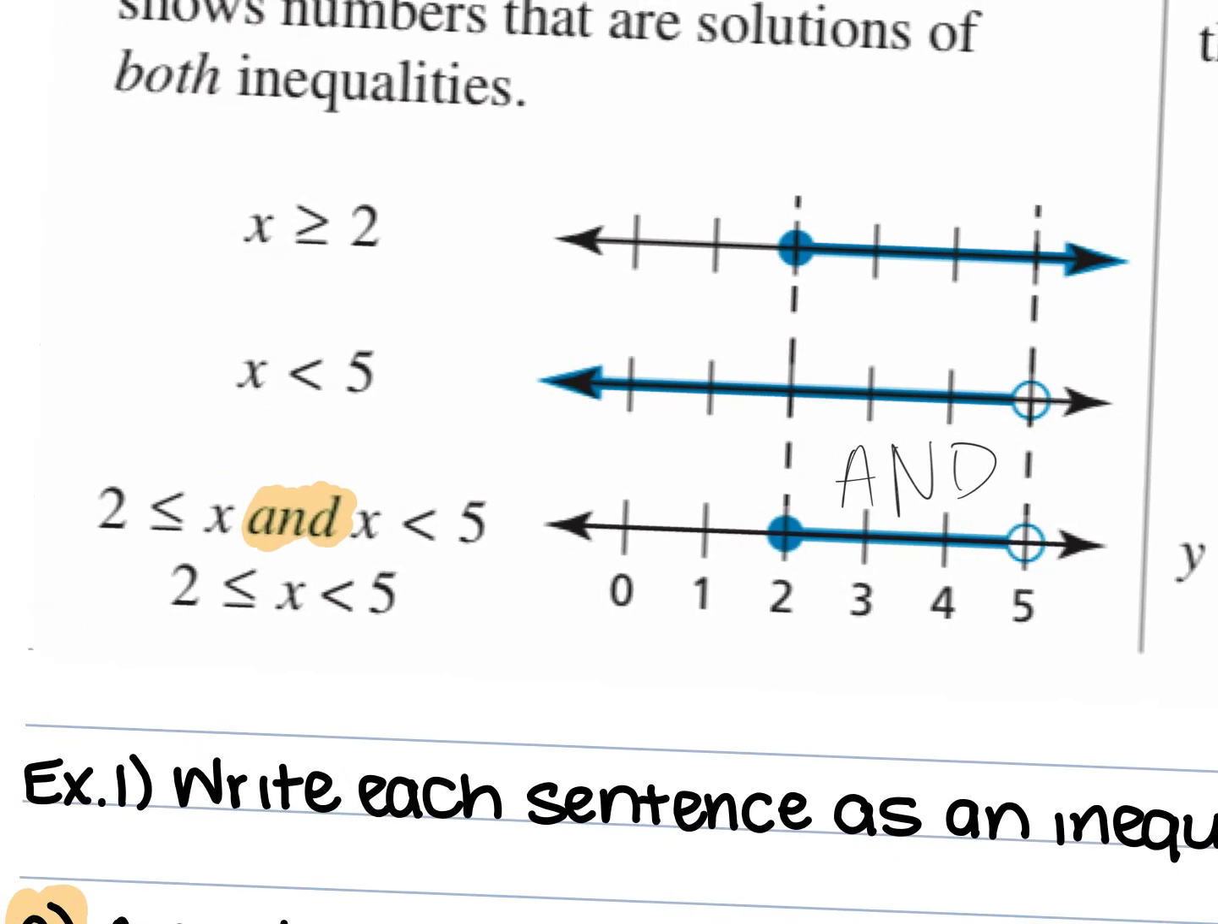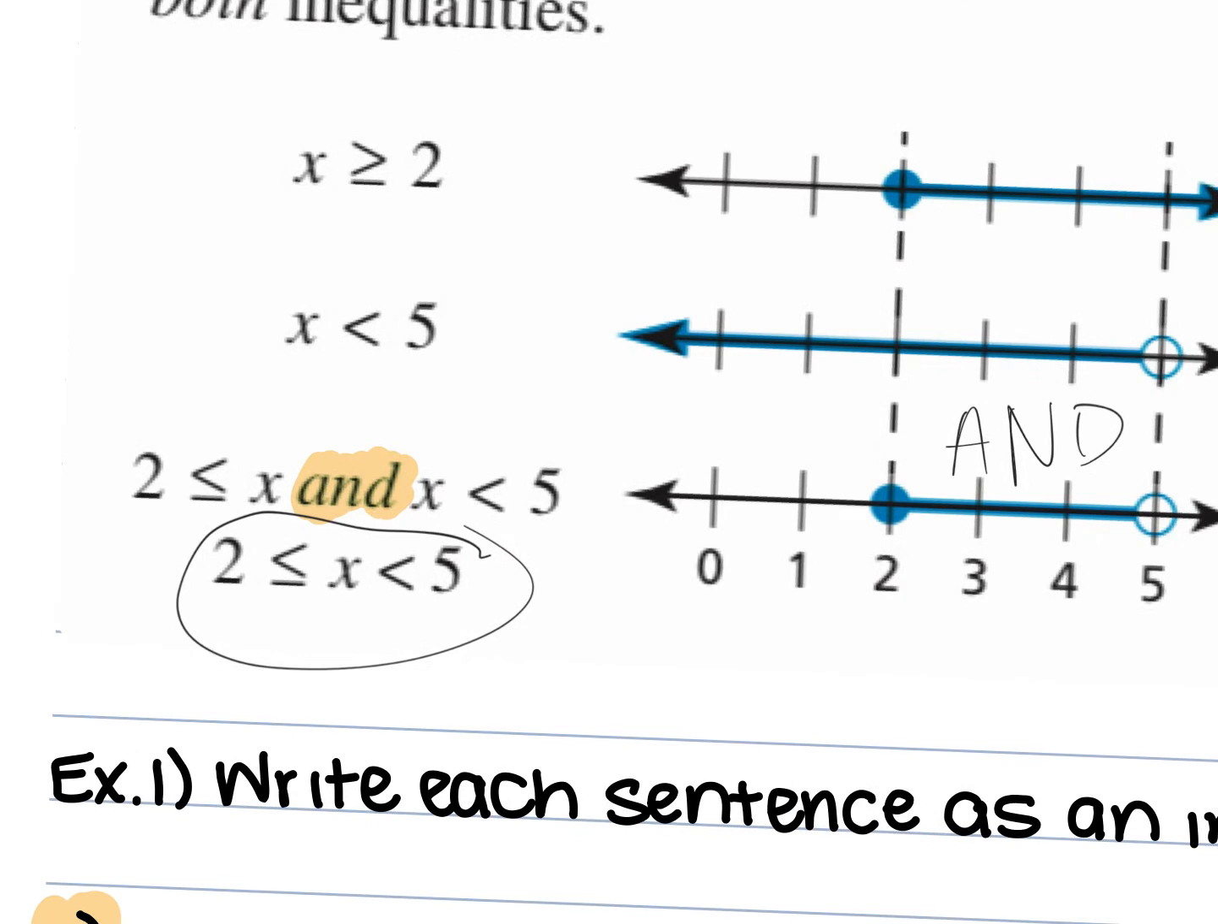Now, and inequalities can be written without using the word and. You can write it with a 2 over here, the smaller number to the left, the less than or equal to symbol, the x in the middle, the less than symbol, and the 5. Do you guys see how they wrote that? You can only write it like this for an and inequality. For all of the or inequalities, that word or will always be there. One more thing, Mia, I'll get to you, okay?